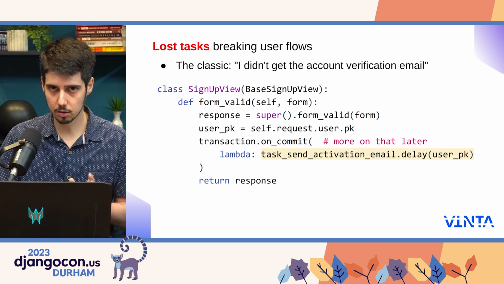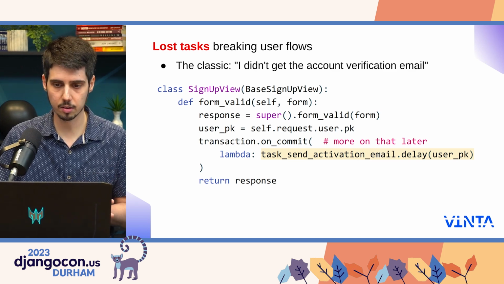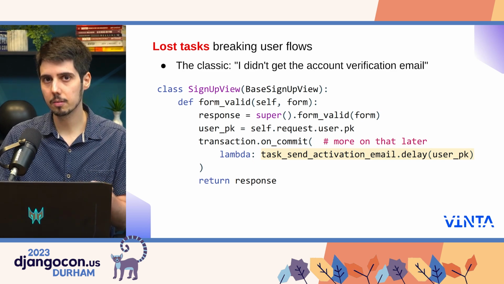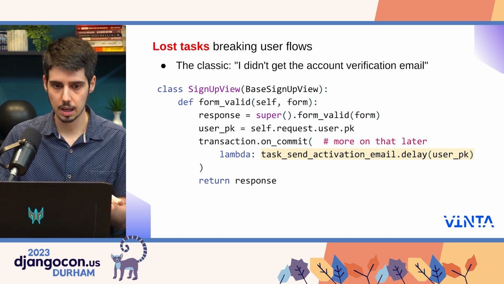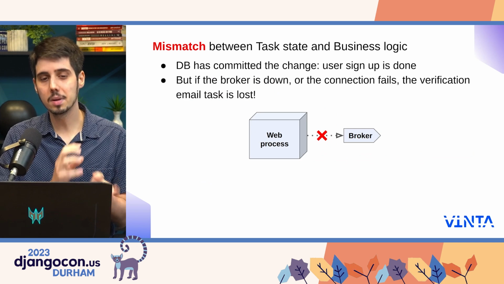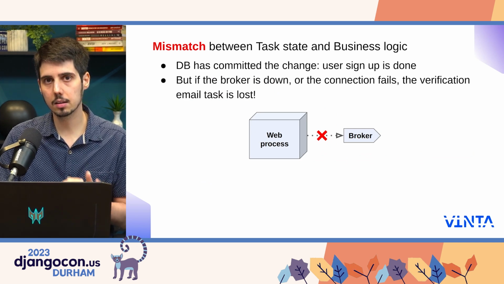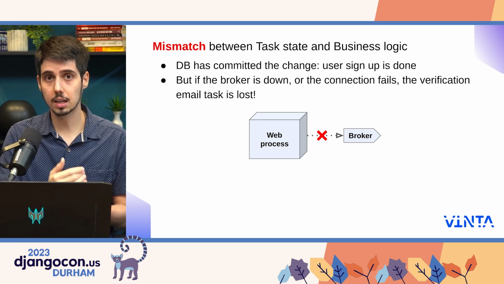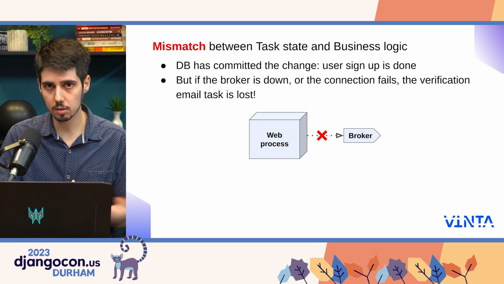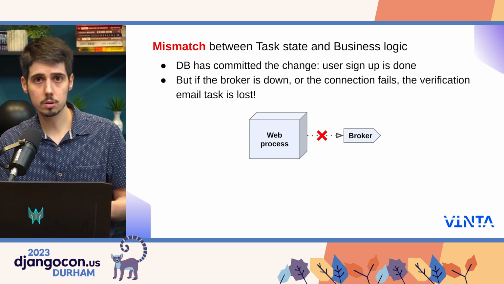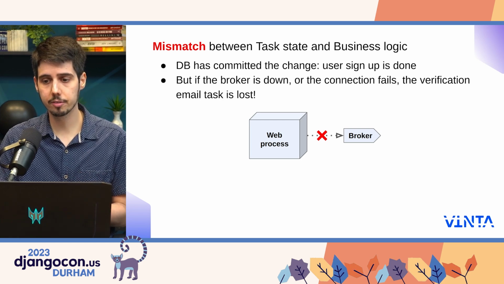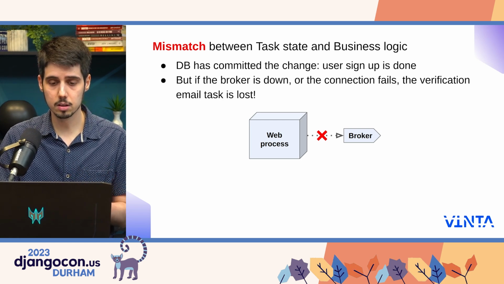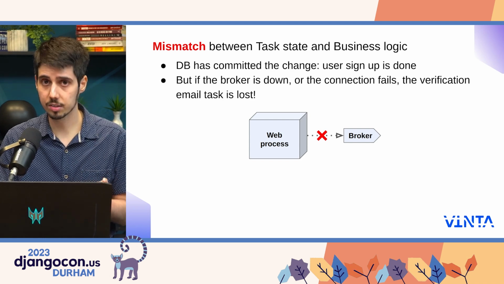We are passing the user reference, the user PK, everything's all right here. But as we mentioned, the delay can fail, so this task can be lost. And there can be a mismatch between the task state and the business logic. The database has committed the change, the user sign up is done, the user is saved on the database, but if the broker is down or if the connection with the broker fails, the verification email task is lost. So there's a failure of communication between the web process and the broker.